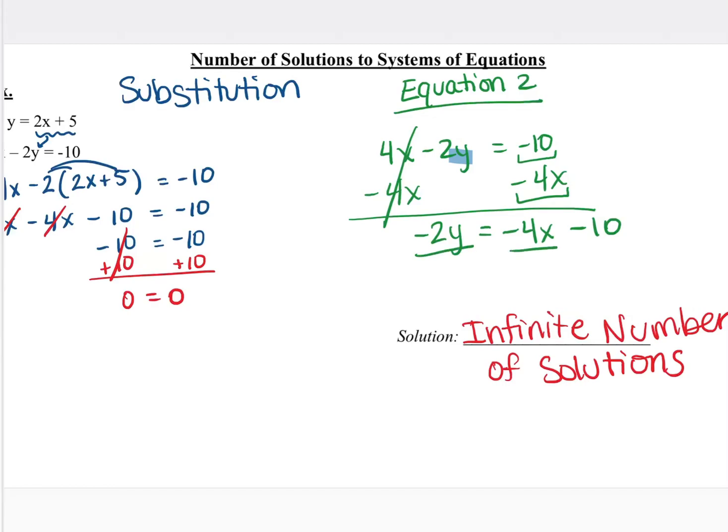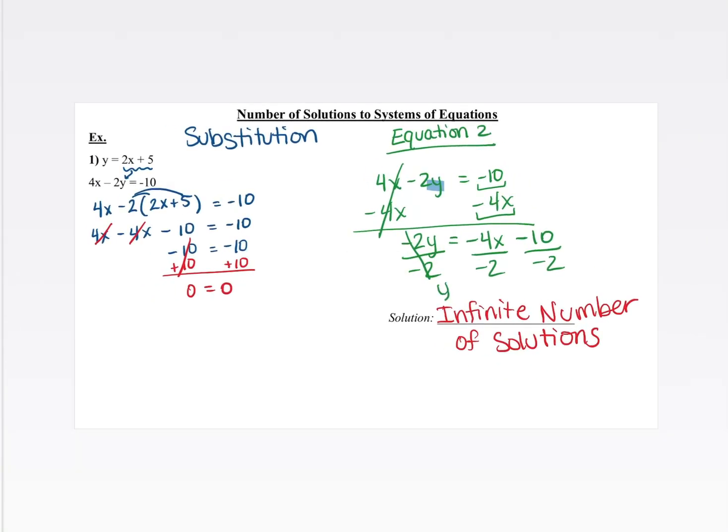We want to isolate that y, so we're going to divide by negative 2 on every single side. And we end up with y equals negative 4 divided by negative 2 is positive 2x, and negative 10 divided by negative 2 is positive 5. Which, if you look at the first equation, they are the same equation. In other words, they are the same line.